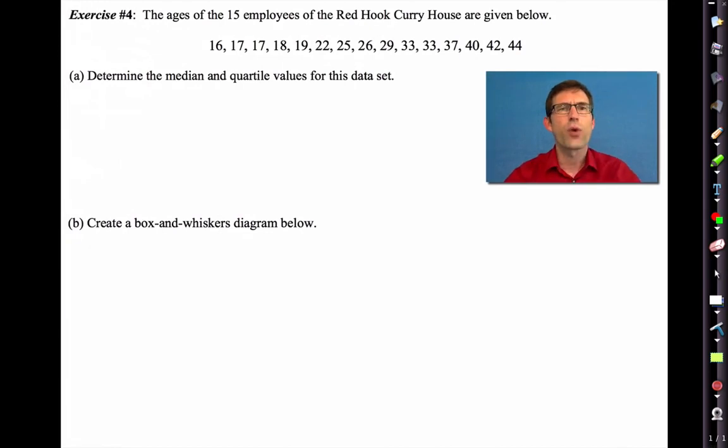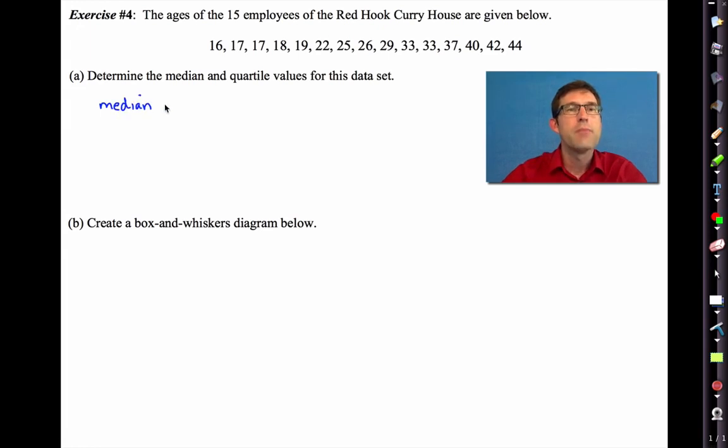So exercise 4. The ages of 15 employees of the Red Hook Curry House are given below. Letter A says determine the median and quartile values for this data set. Now again, in order to really get median and quartile values, your data set has to be in ascending or descending order. But the cool thing here is let's figure out the median first.